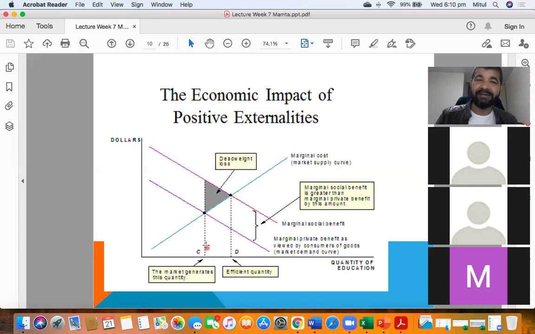So this is the production line. They're producing at C, not at D. As a result, we have a gap. This triangle is created. This is called deadweight loss. That's what they mean here.